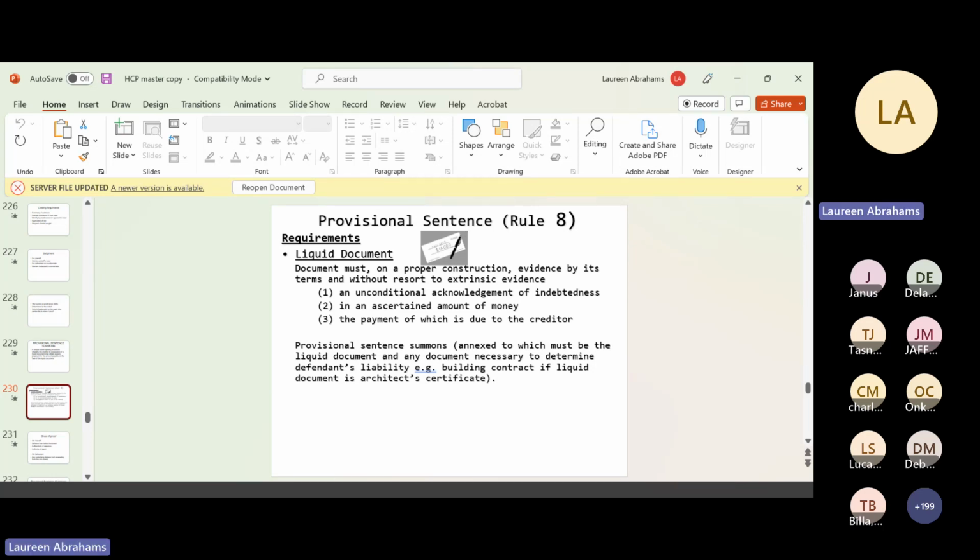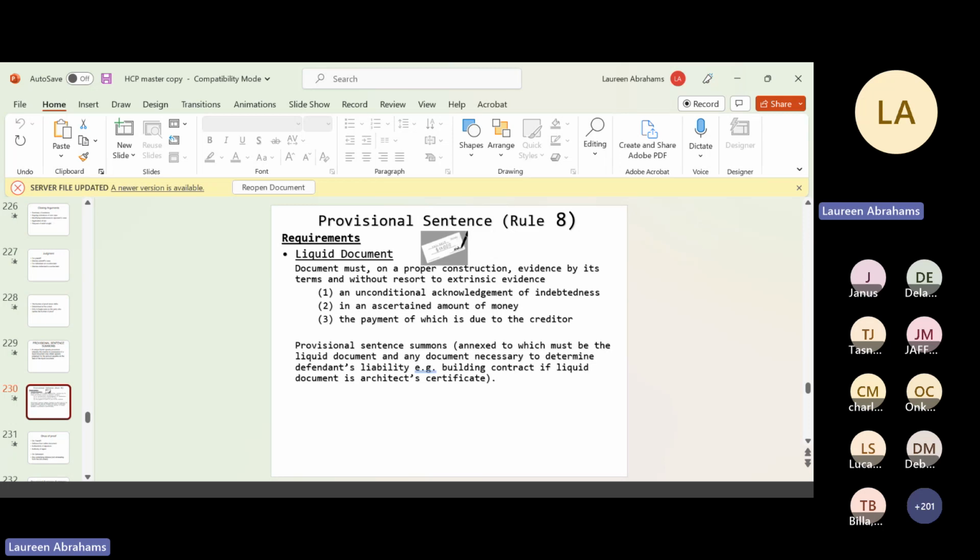An example of that is a check, like I have there on the slide. Because it's an acknowledgement, it says pay so-and-so 10 Rand, a certain amount of money, it must be paid to that person, and it's unconditional, there's no condition. You don't say pay it on condition that he does X, Y, and Z, you just pay. So a check is an example of a liquid document.